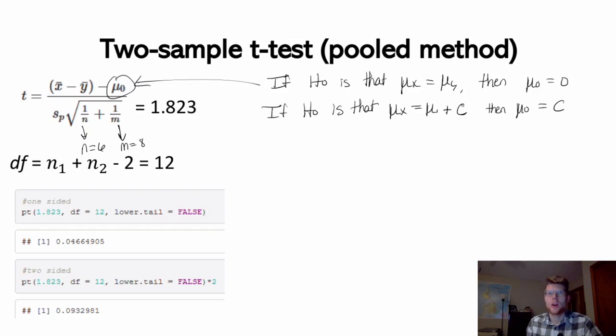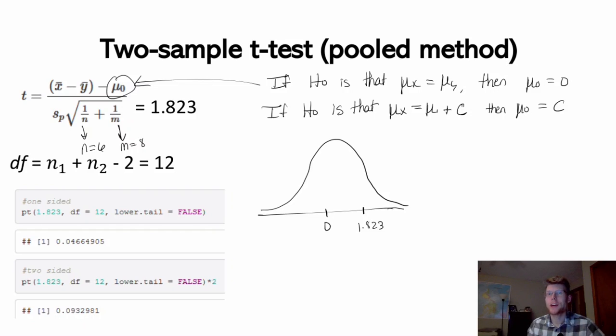Okay, so we could again use the pt function here to find a p-value. We plug in our t-value. Our degrees of freedom in this case is going to be 12. And if we're doing a one-sided test in our lower tail, we would say lower tail equals false because our test statistic is going to be on the positive side here, right? So we got 1.823.